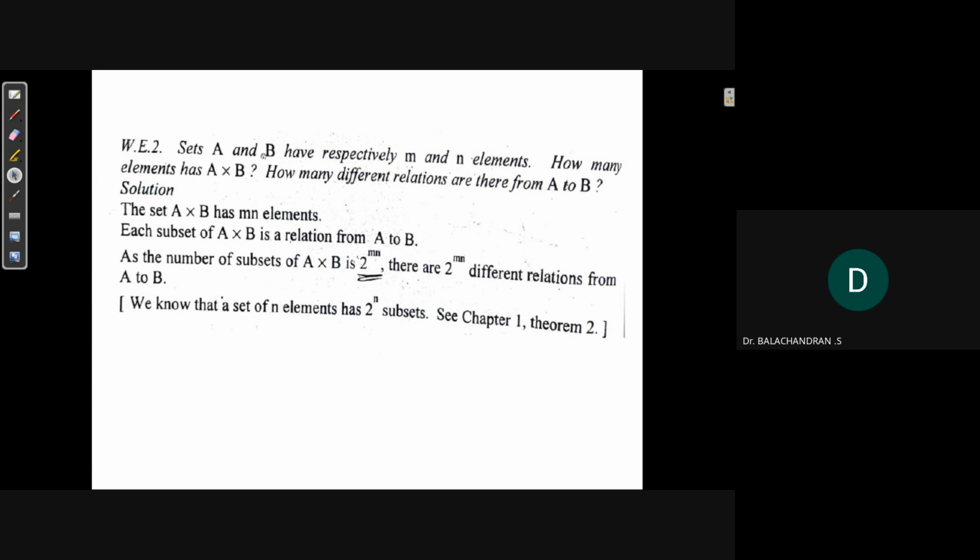So next, this is a basic question. Suppose A and B are two sets. A has m elements, B has n elements. The first question is, how many elements does A cross B have? Naturally, mn elements. So A has m elements, B has n elements, which means A cross B has mn elements.